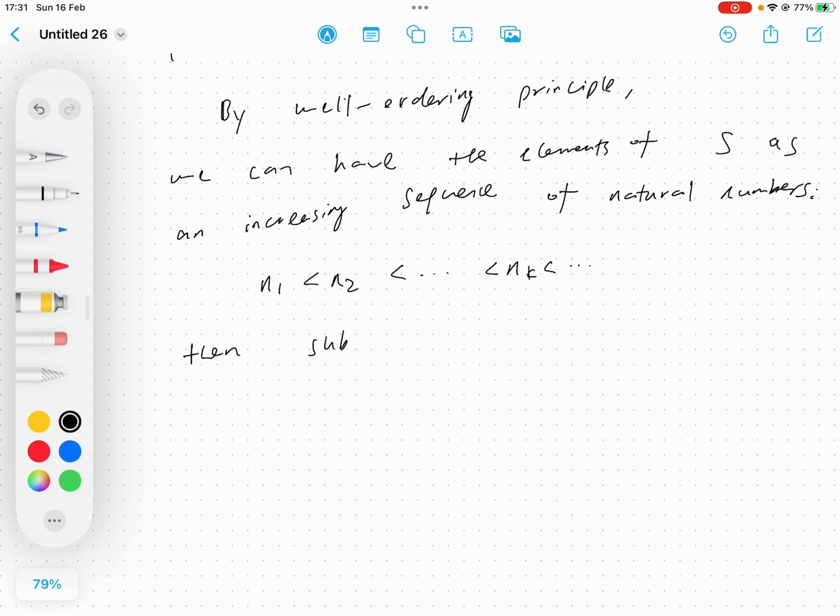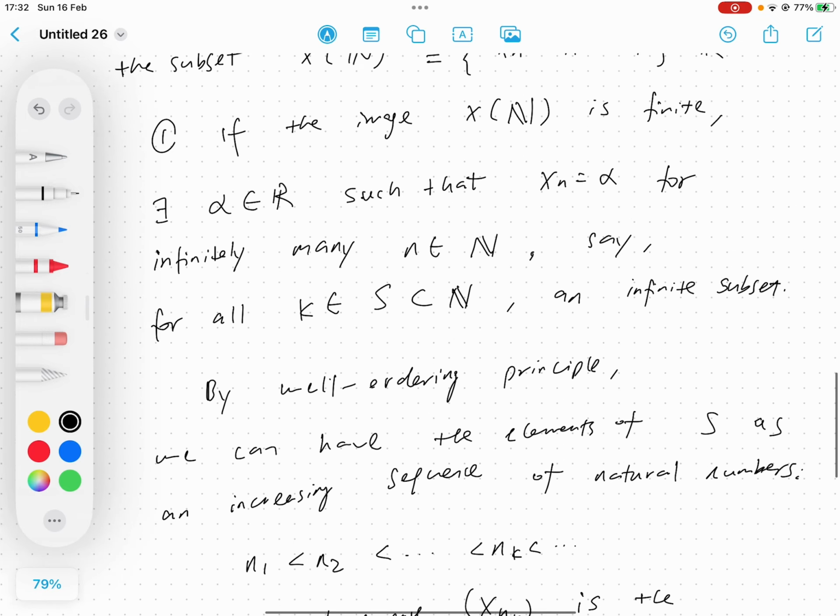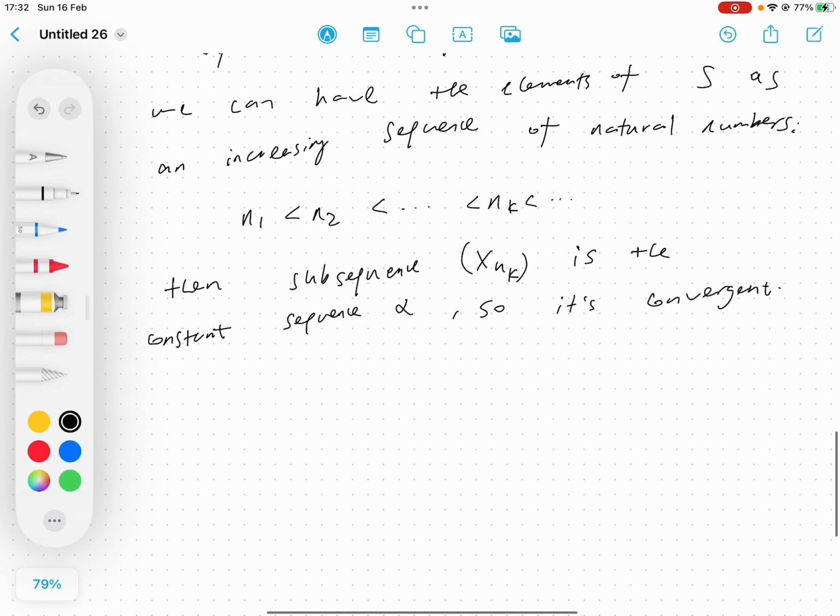Then the subsequence x_nk is the constant sequence alpha, so it is convergent. Okay, so that's the easy part, right? If this image is finite, right?